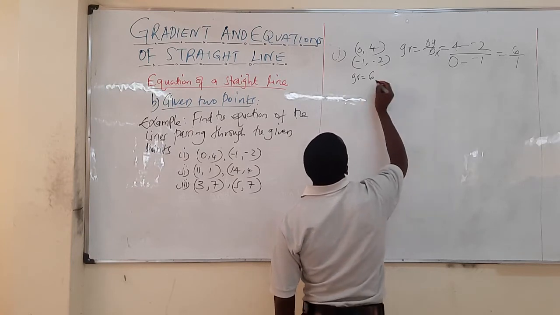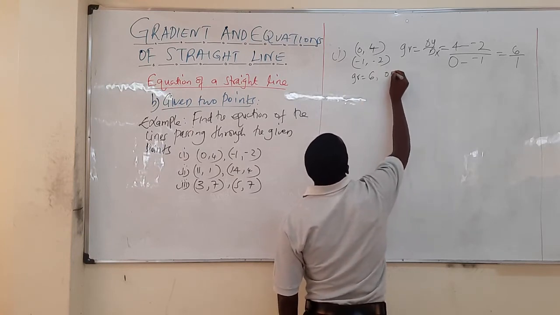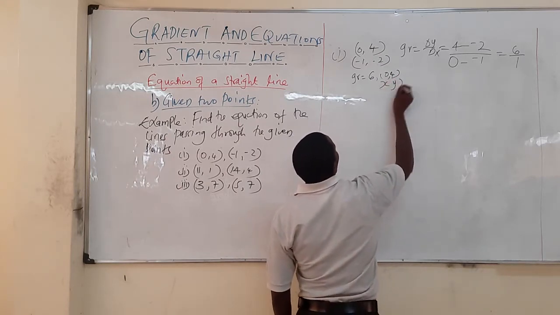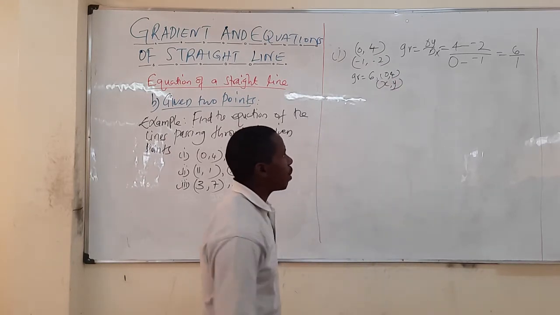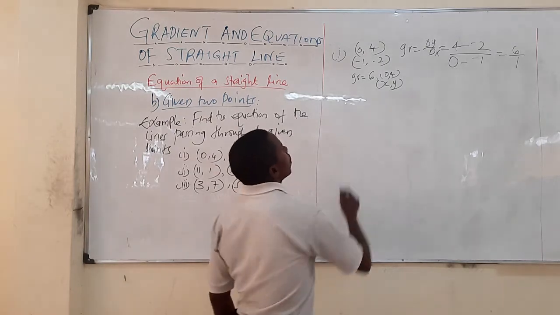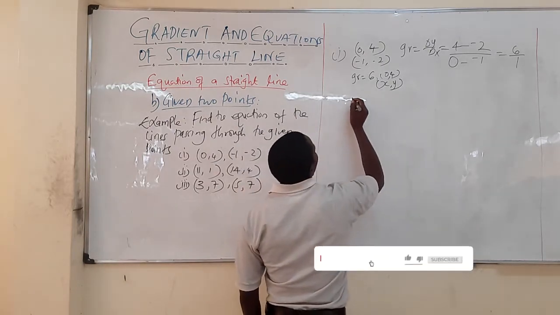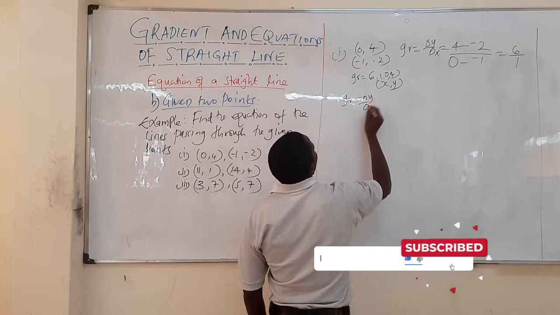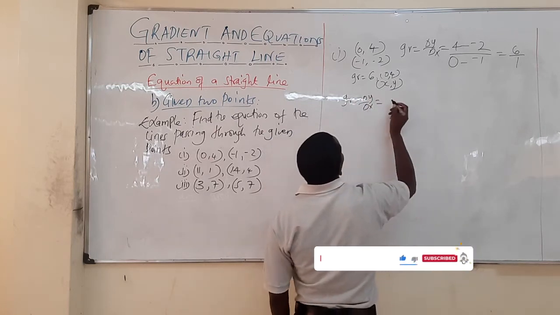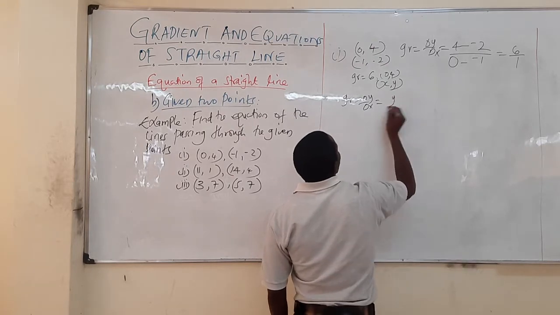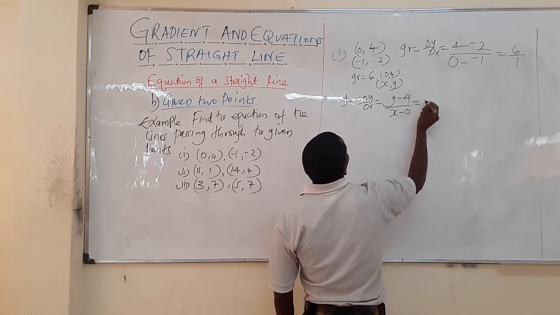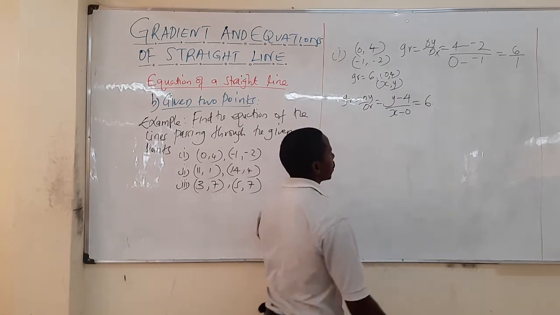We can take point 0, 4, one of them, and then an arbitrary point x, y, anywhere along the line. So from there we get the formula of the gradient is change in y over change in x. This one is going to be given by y minus 4 over x minus 0, which should give us our gradient, which is equal to 6.